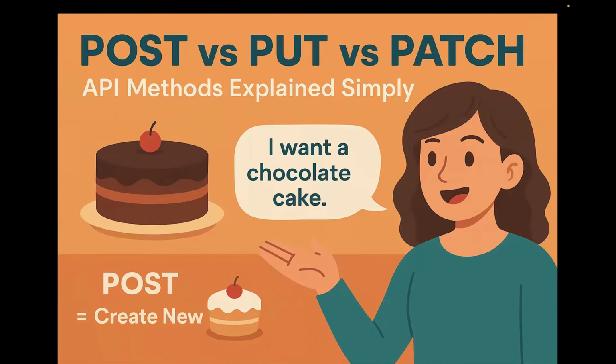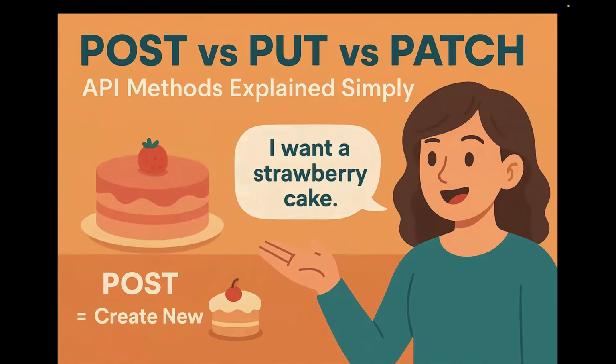For example, you walk into a bakery and you order a chocolate cake. So that's a POST request where you are creating something new. If you order again, the order will not be replaced, but you will get another cake. For example, next time you say, I want a strawberry cake. So now in this case, what will happen? You will get two cakes, one strawberry cake and one chocolate cake. So this is a POST request where you are creating something new.